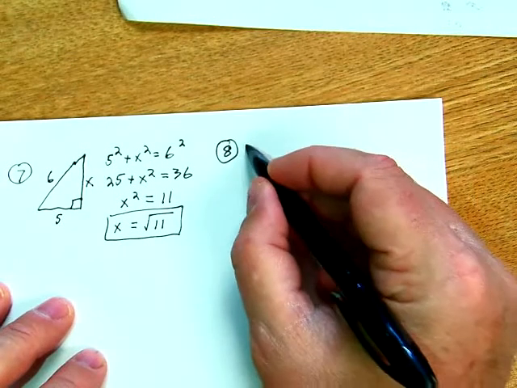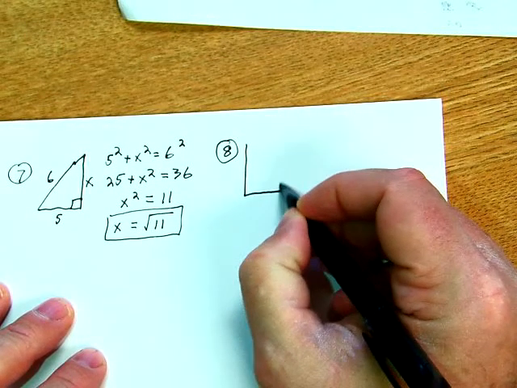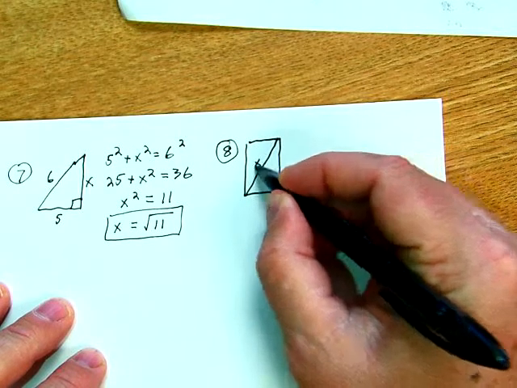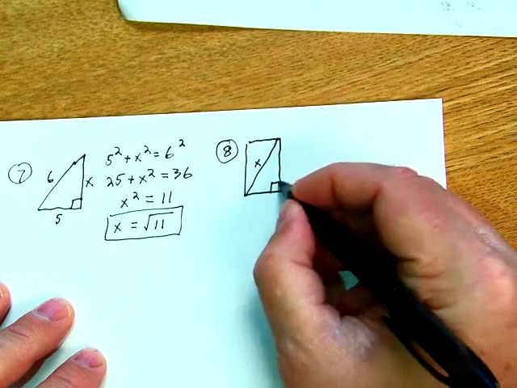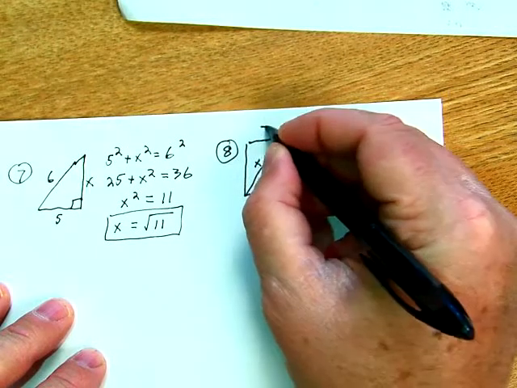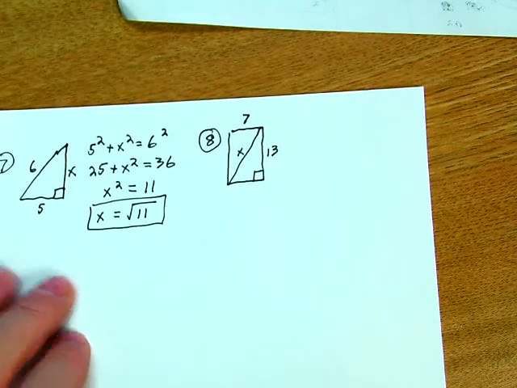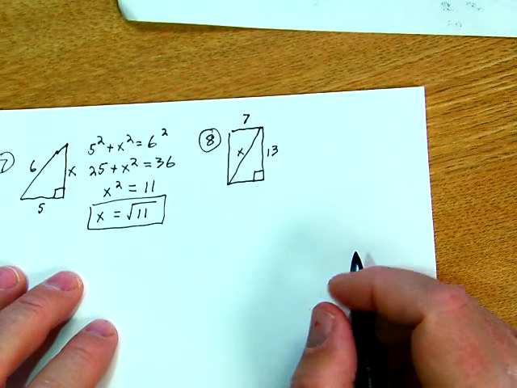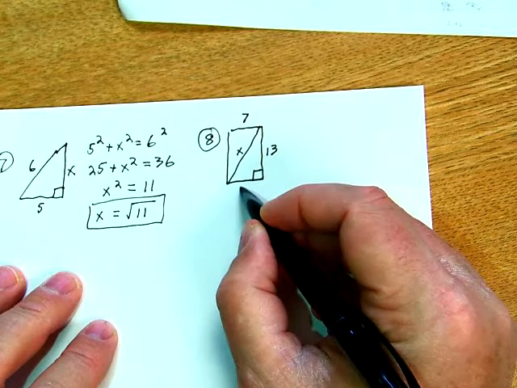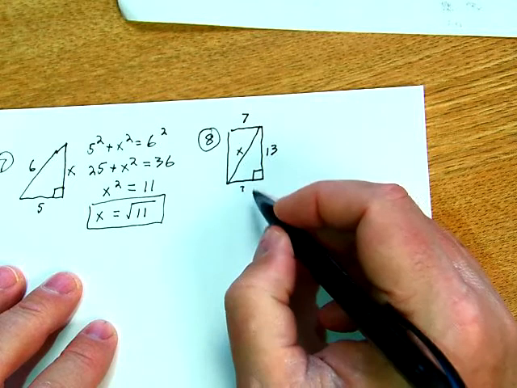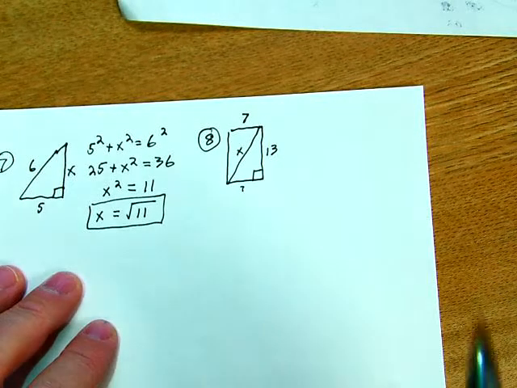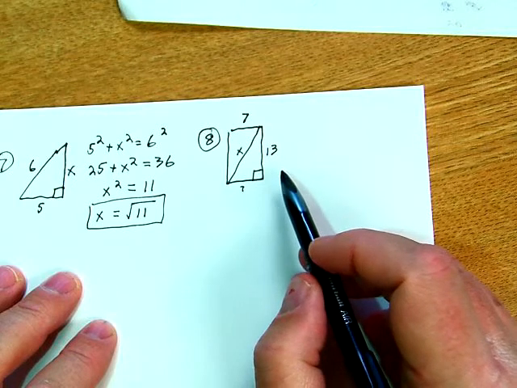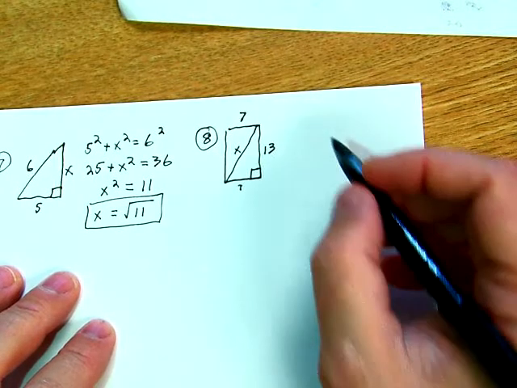All right, let's try number 8. In this example, we have a picture that looks something like this. That, and a 13 here, and a 7 there. We're trying to find x. In this problem, what we can do is bring the 7 down to here because they're equal, even though you don't really know that because you don't know these are parallel. But we're going to assume that's true.